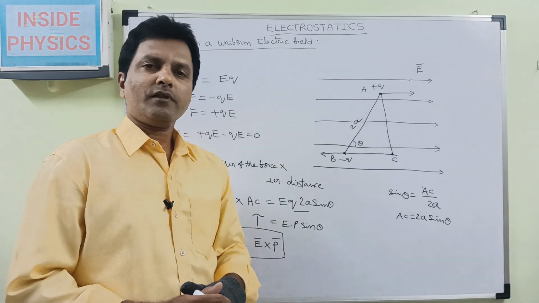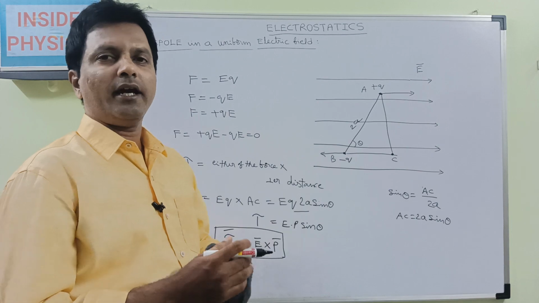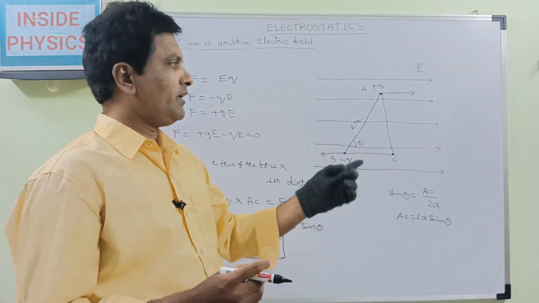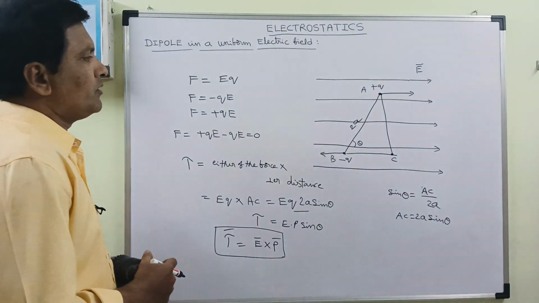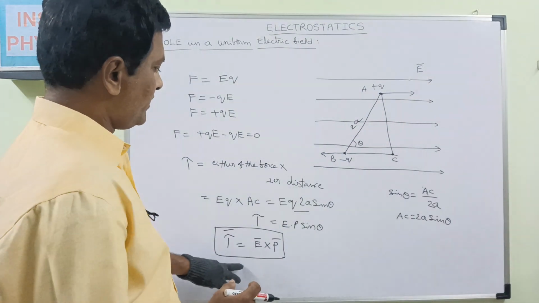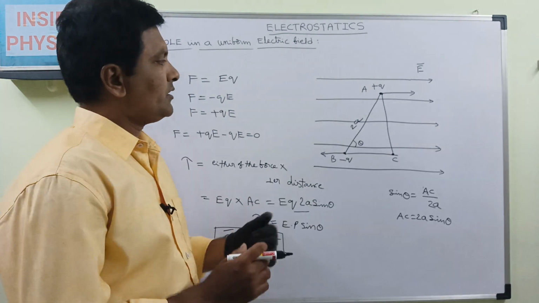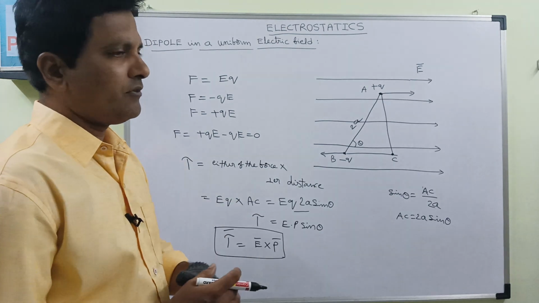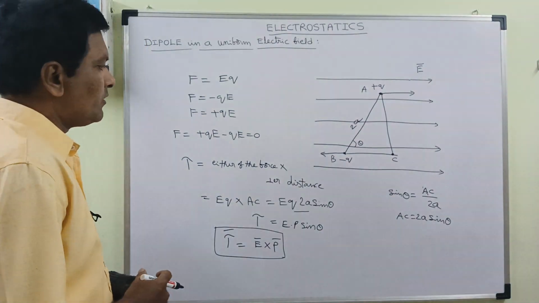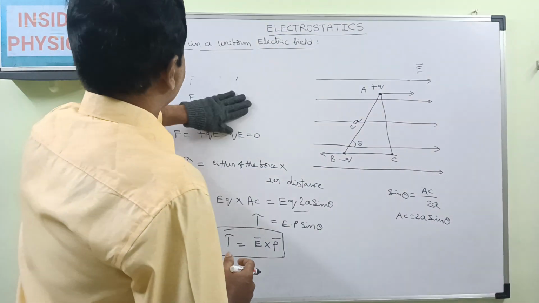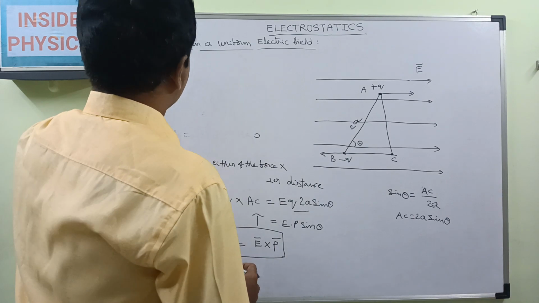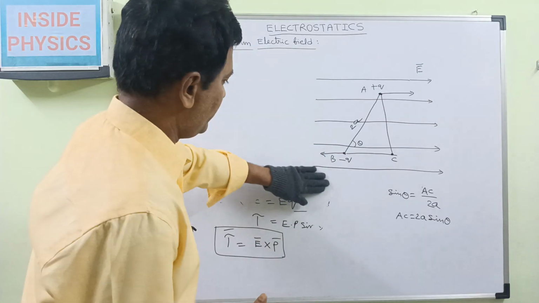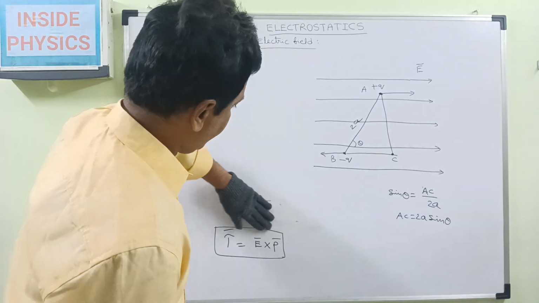Okay, see, with this couple acting, the dipole may rotate with some angles in the electric field. Now we will see, after this, the potential due to a dipole placed in a uniform electric field. Next thing we will see is the potential due to a dipole placed in a uniform electric field.